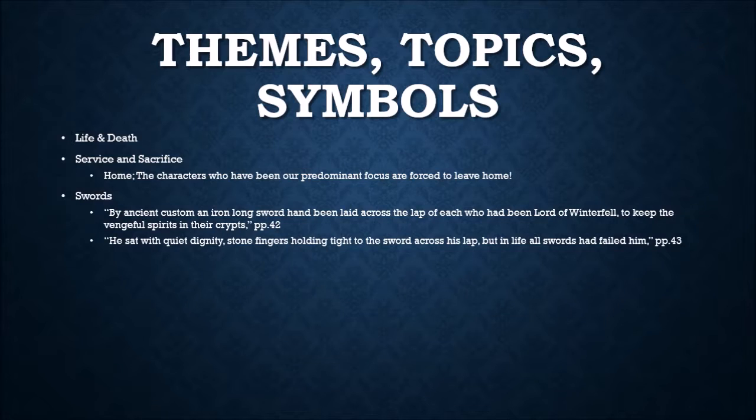We get more about swords. If you haven't guessed by now, I love the shit out of some swords. So just a few lines about swords. "By ancient custom, an iron longsword had been laid across the lap of each who had been Lord of Winterfell to keep the vengeful spirits in their crypts. He sat with quiet dignity, stone fingers holding tight to the sword across his lap. But in all life, all swords had failed him." You know, he was a terrible fighter. Whoever that character was, I can't remember, I wrote this a few days ago.